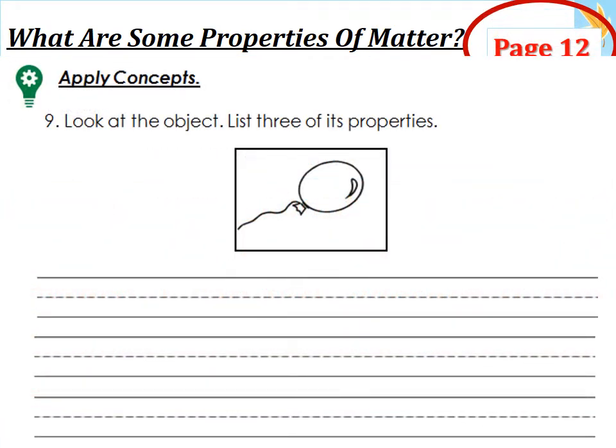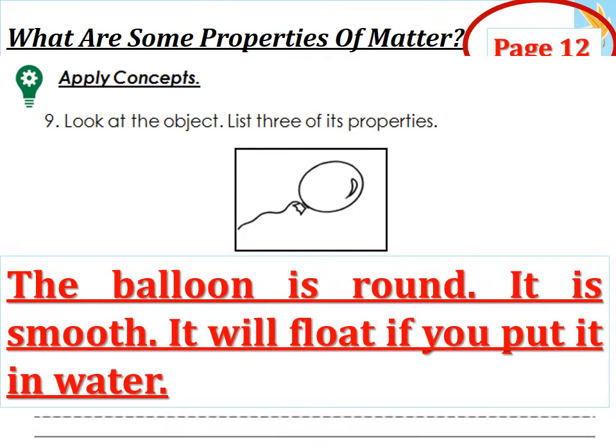Alright kids, moving on to your page 12. Number 9, look at the object. List 3 of its properties. Start thinking. Write your answer on the space provided below. Alright, our sample answer could be, the balloon is round considering its shape. It is smooth considering the texture. It will float if you put it in water. Very good, kids.